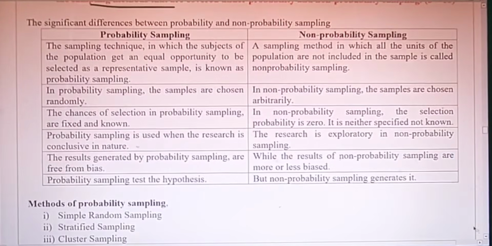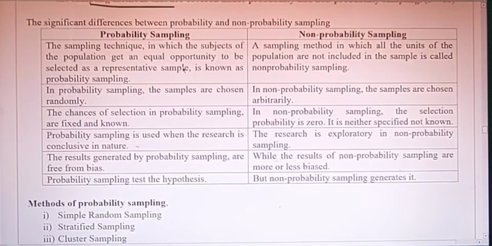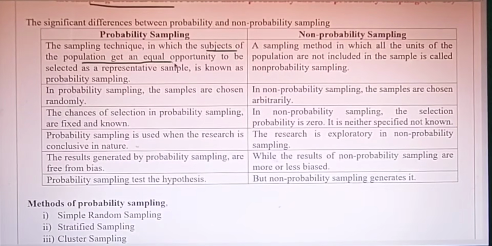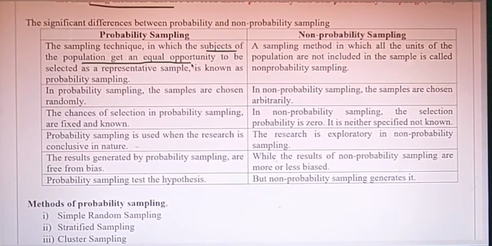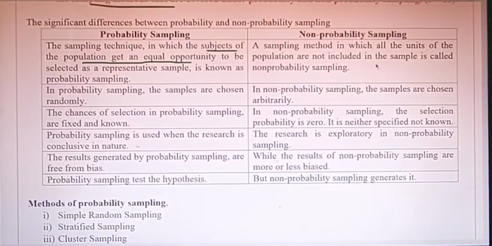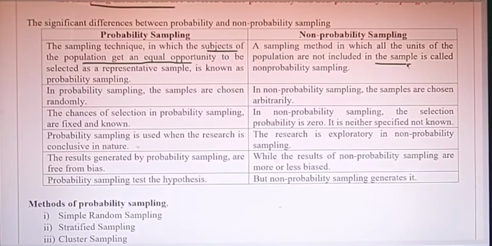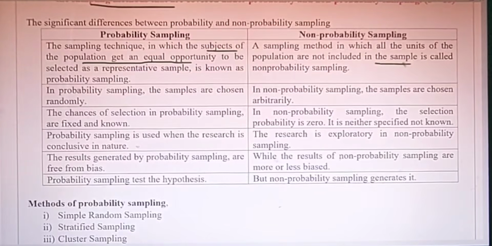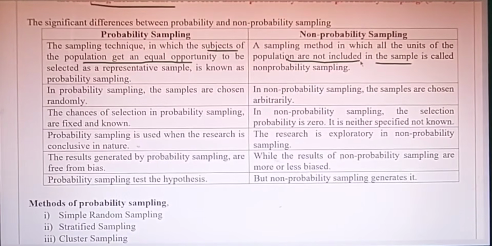Probability and non-probability sampling. Basically, probability sampling is a technique in which the subjects of the population get an equal opportunity. That means we are including each and every unit of the population. Whereas in non-probability sampling, only a small sample is considered, right? So all the units of the population are not included in the sample.